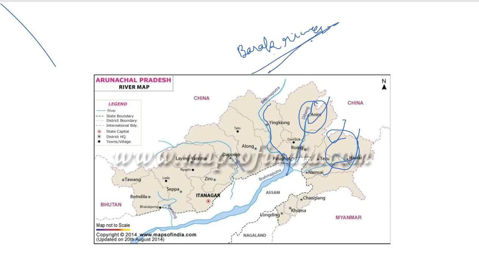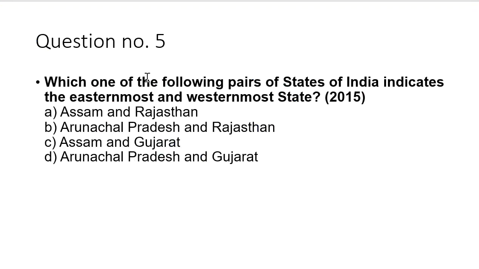flows through, sorry, not Arunachal Pradesh, Mizoram and Manipur. And on the Barak River, the Government of India is developing National Waterway 6, right? So this is question number 4. The next question is question number 5.